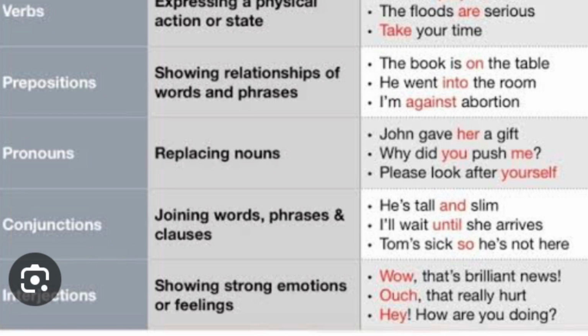So we have summed up all the 8 parts of speech, and in the next video I will be taking up each part of speech in detail.